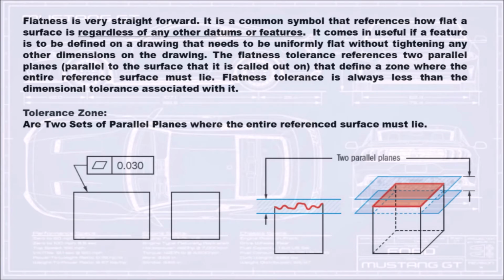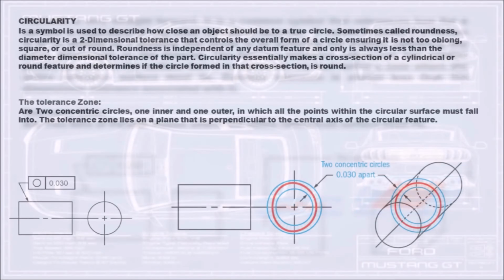It is a common symbol that references how flat a surface is regardless of any other datums or features. It comes in useful if a feature is to be defined on a drawing that needs to be uniformly flat without tightening any other dimensions on the drawing. The flatness tolerance references two parallel planes, parallel to the surface that it is called out on, that define a zone where the entire reference surface must lie. Flatness tolerance is always less than the dimensional tolerance associated with it. The tolerance zone is two sets of parallel planes where the entire reference surface must lie.